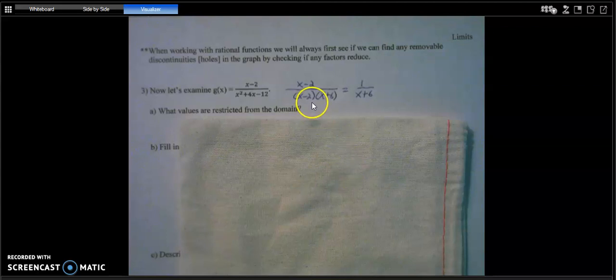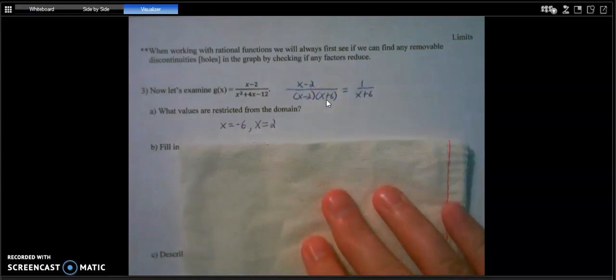Okay, so we know that the denominator factors to x minus 2 times x plus 6. Notice that x minus 2 is a common factor, so that means that reduces out. Now when you reduce that, remember you still have a 1 in the numerator, and then the denominator has x plus 6. So which values are restricted from the domain? The x minus 2 will give you x equals positive 2, and x plus 6 gives you x equals negative 6. So those are the two values that are restricted from the domain.